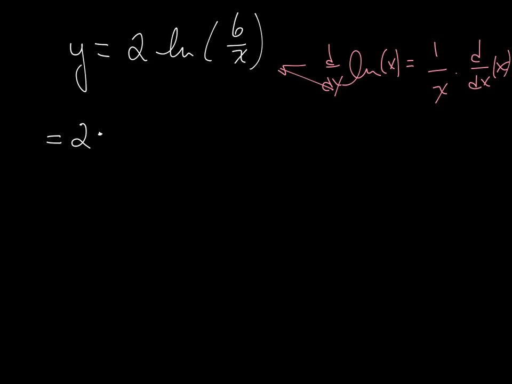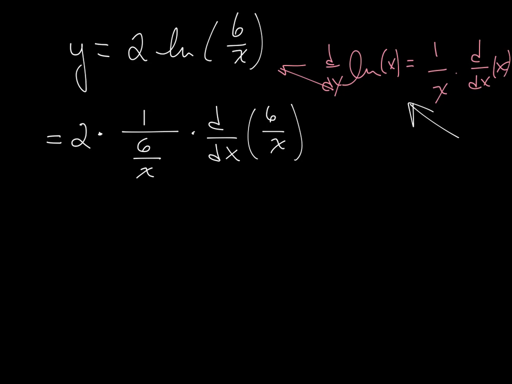So the derivative of ln of 6 over x would be 1 over 6 over x times the derivative of 6 over x. That's what all this business over here is saying. Well, I can write 6 over x, I can bring that x up to the top, and this is the same thing as saying x over 6. And so now I just need to find this derivative.